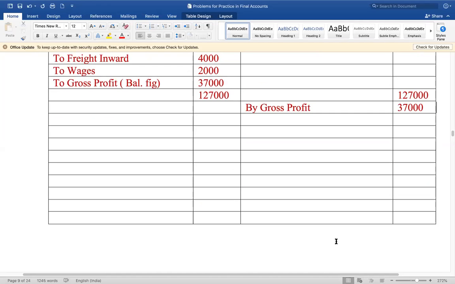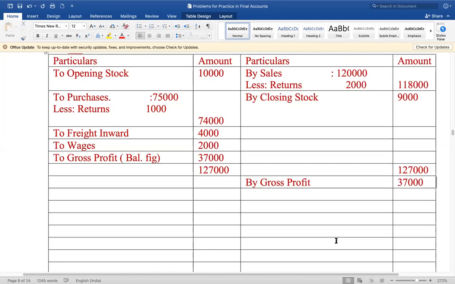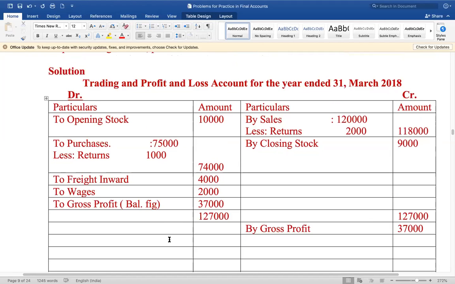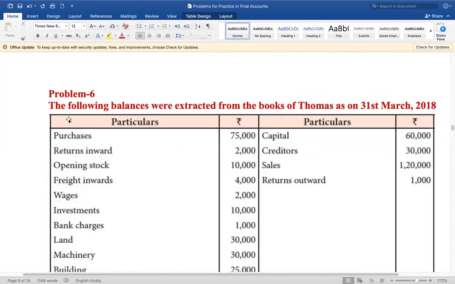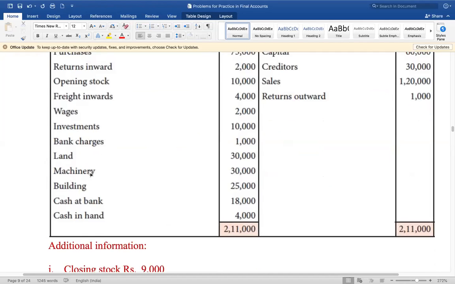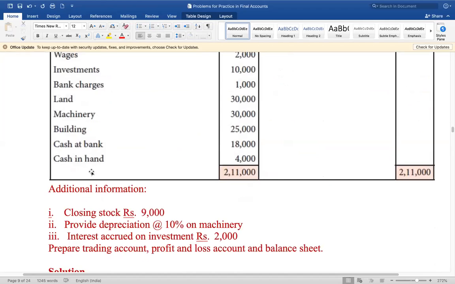Gross profit is 37,000. Let's continue with the other expenses to be taken into the profit and loss account. All the indirect expenses. Like what? You have depreciation, you have bank charges.